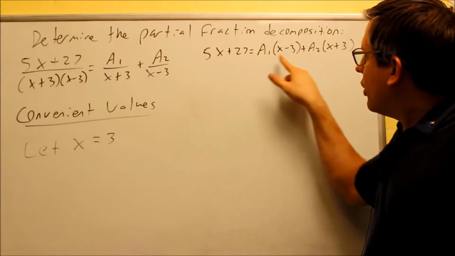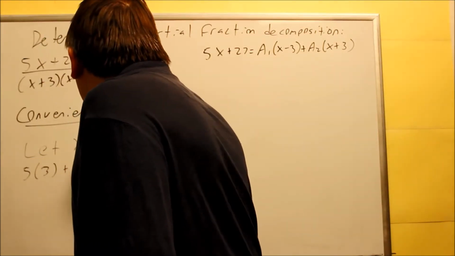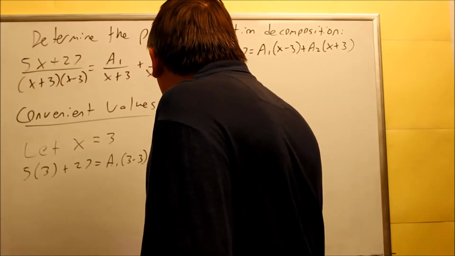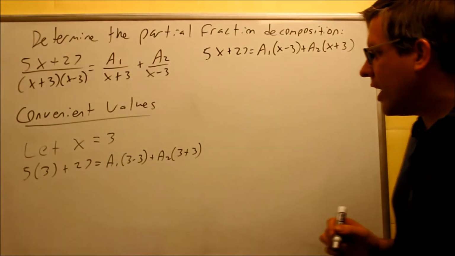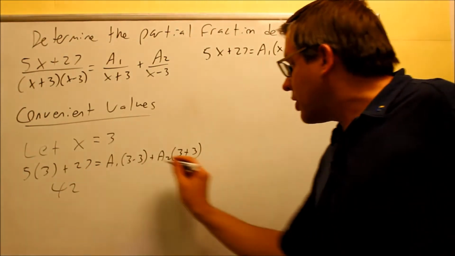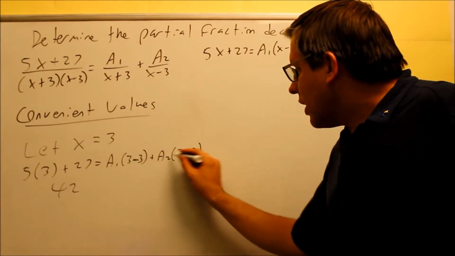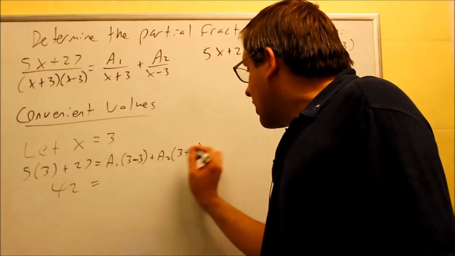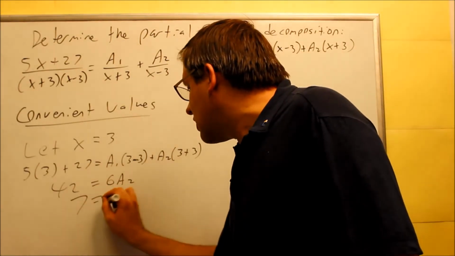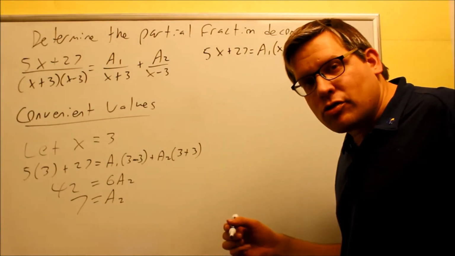When you put the 3 in, you put it in all the places for x on both sides of the equation. 5 times 3 plus 27 is going to equal a1 times (3 minus 3) plus a2 times (3 plus 3). So I get 42. a1 is going to cancel because we have 3 minus 3 here, which is 0, and 0 times anything is 0. And then I have a 6 here, so I can write that as 6 times a2. When I divide both sides by 6, I get 7 for a2. Note that's the same exact value we got last time when we did the equating coefficients method.